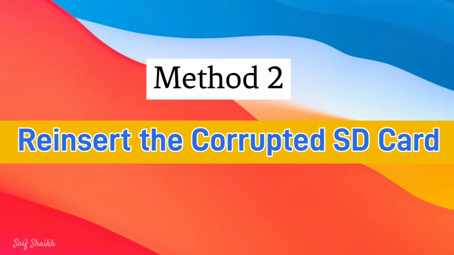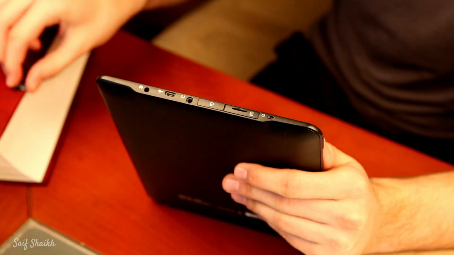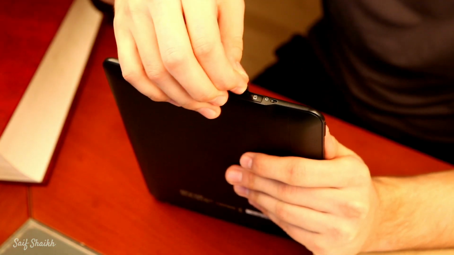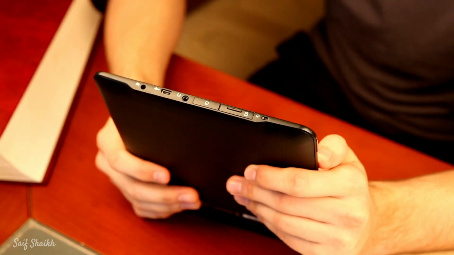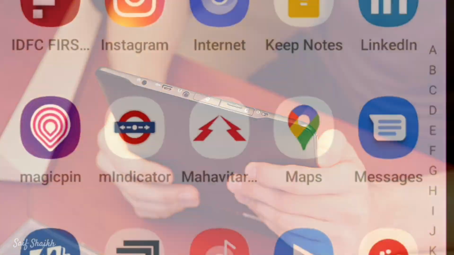Method 2. Reinsert the corrupted SD card. Our second trick is to reinsert the corrupted SD card. Remove it from your phone and carefully put it back in, making sure it's snug in the card slot. Sometimes, a loose connection can cause the corruption error. Reinserting the card might help re-establish a stable connection.